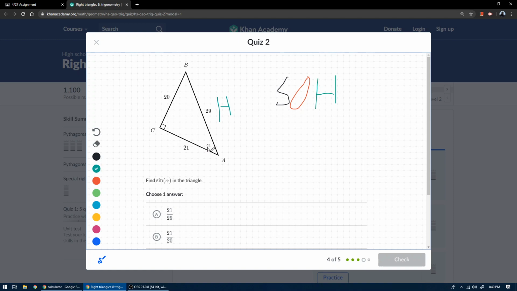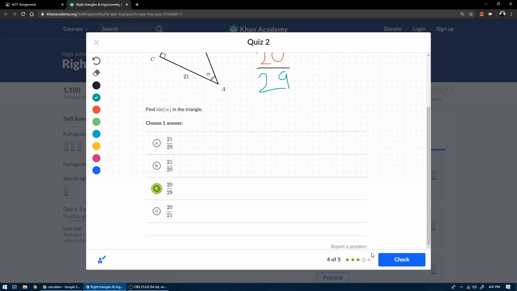So I only want to find the opposite. Which one is farther away, 21 or 20? Which one is farther away from alpha? 20, right? 20 is far away from alpha, 21 is close. That's the adjacent, but I don't care about adjacent. So opposite over hypotenuse, it looks like it'd be 20 over 29.